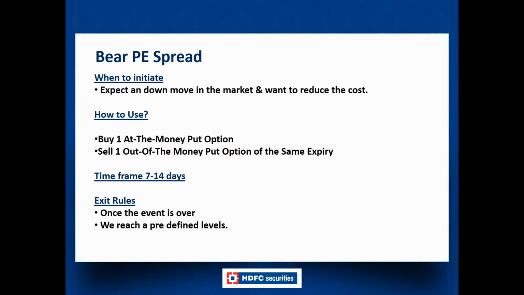How to use it? Buy one at-the-money put option, and simultaneously, to reduce your cost, sell one out-of-the-money put option of the same expiry. The time frame should be 7 to 14 days. If you are doing it for a monthly expiry, you need to keep a time frame of 7 to 14 days to be profitable in this strategy. Your exit rule should be: once the event is over, or if you reach any predefined level, you should exit this strategy.